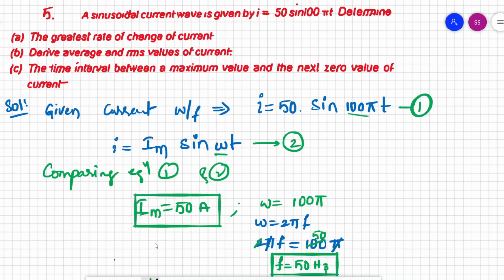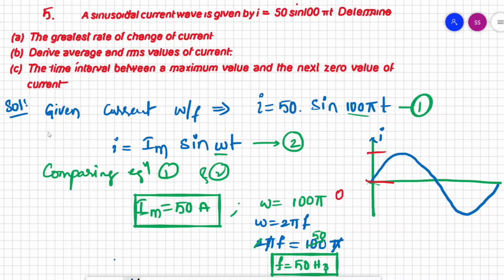So you have found the frequency of the sine wave and the maximum value. We can roughly draw the sine wave of that current waveform like this. I'm drawing that waveform here. Let us assume this as the current waveform. What are the values here? Peak value is nothing but 50 amperes, right? Peak value is 50 amperes.